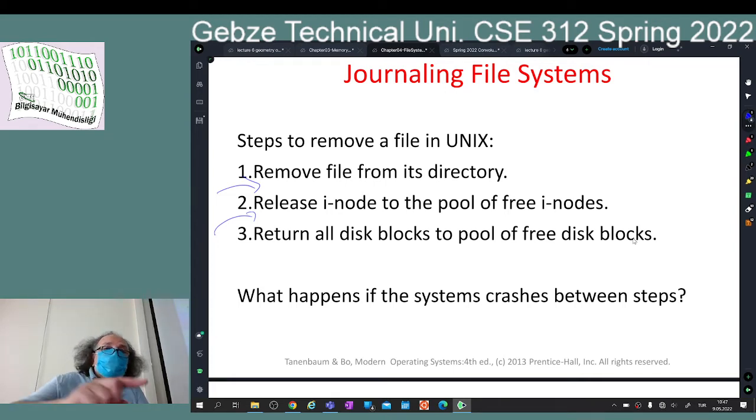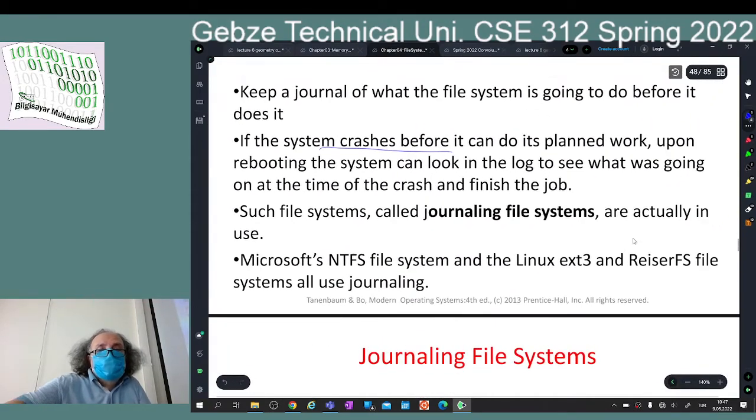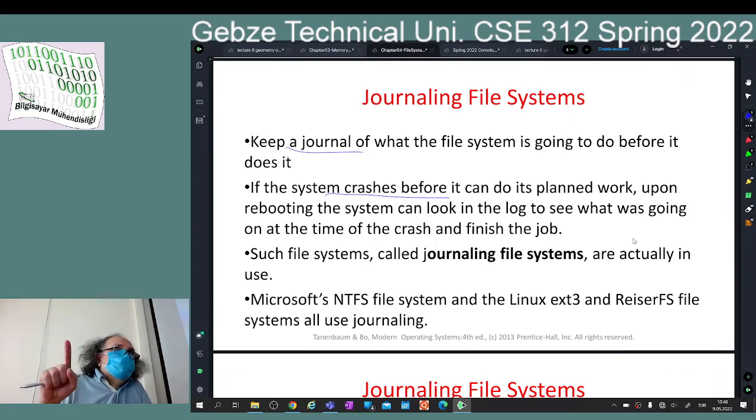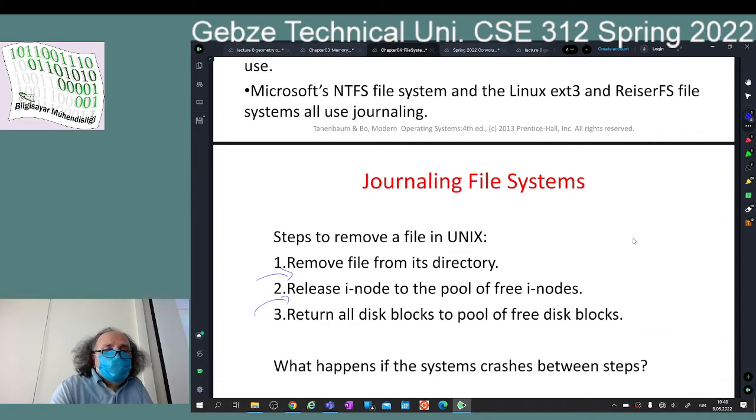So what are we going to do? This is where the journaling file system idea comes in. It says that whenever you are going to do something with your secondary storage file system, you keep a journal. You tell the system what you are going to do first. So I am going to do these three things: one, two, three. Now I do the first one, I am done. Second one, I am done. Third one, I am done.